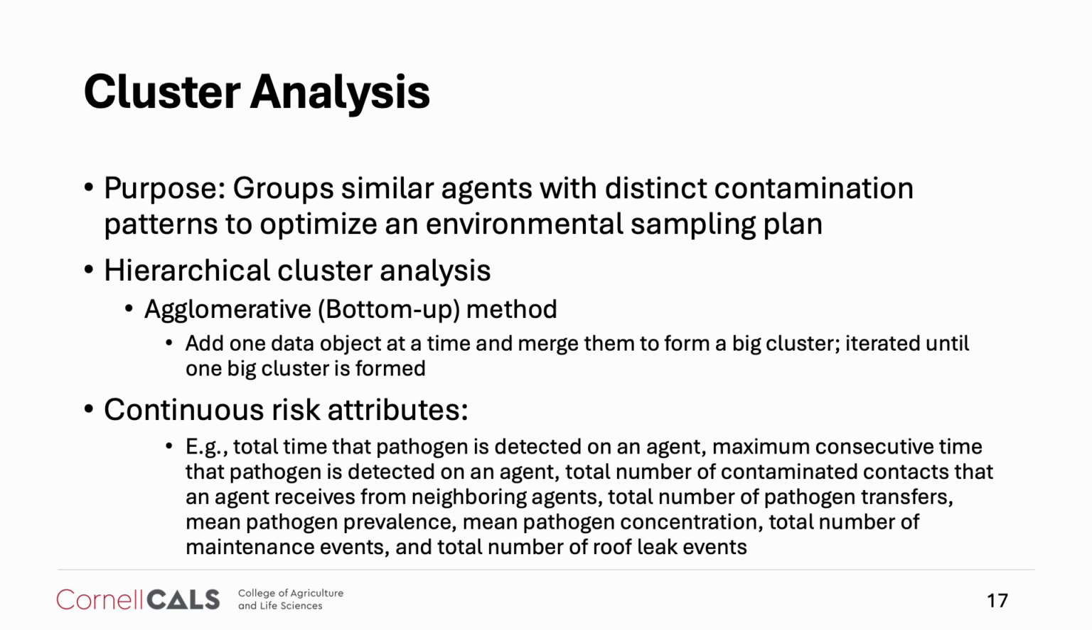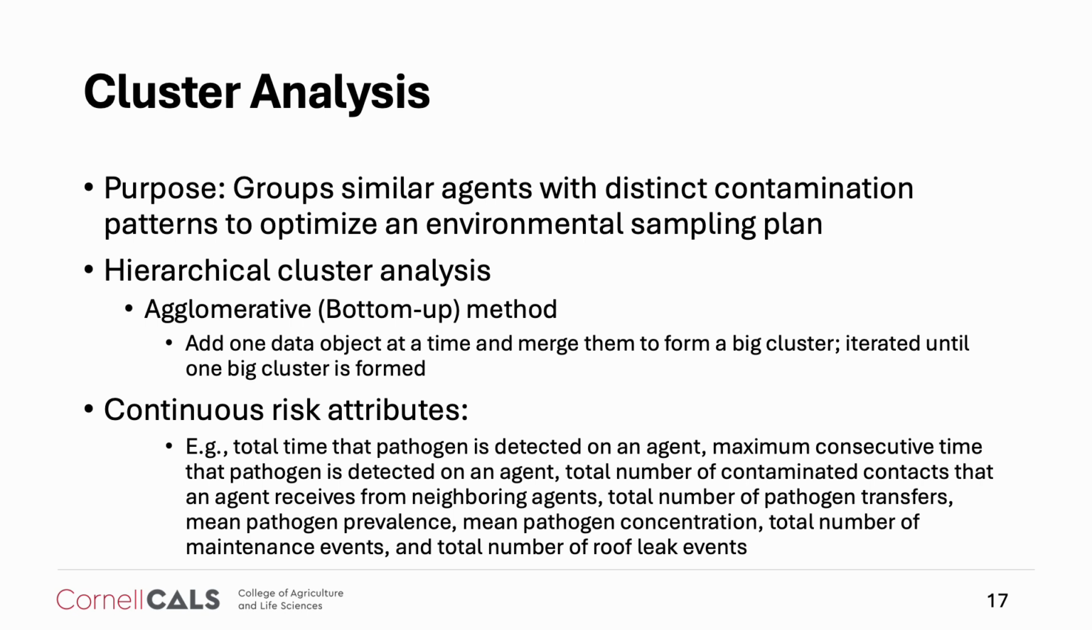For this analysis, the distance that measures the similarity between every data point, in our case, agents, is measured for each risk attribute that we are interested in. And specifically, an agglomerative method, which is also known as a bottom-up method, adds one data object at a time and merges them to form a bigger cluster until one big cluster is formed.